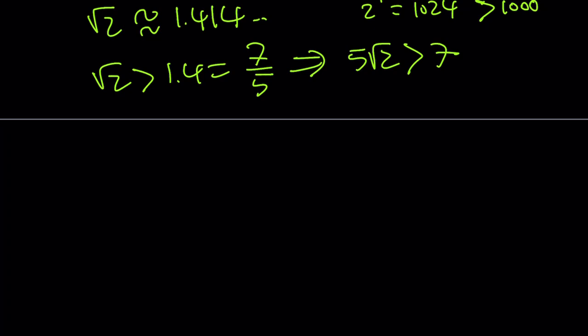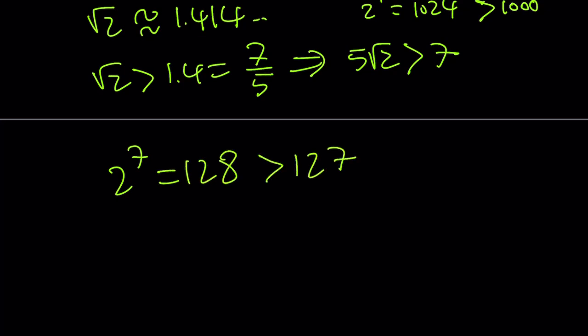Anyways. So I said it's going to be a short video, but I'm making it longer. Anyways, 5 root 2 is greater than 7. Hopefully you get the idea. Now, we're going to start with 2 to the 7th power, which is 128. And that just happens to be greater than 127.